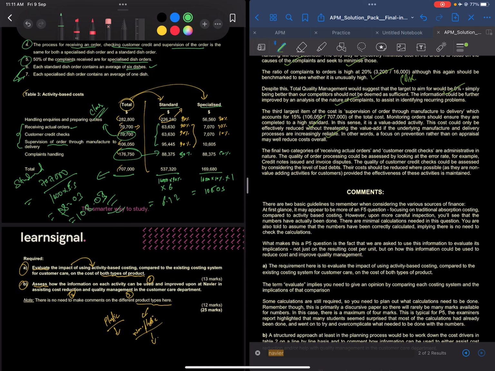If it is reliable, then they can focus on prevention rather than appraisal, which may reduce cost overall, right? So they can focus on prevention cost. Having a higher prevention cost is better than having a higher appraisal cost, okay? Because prevention cost is what you incur to produce products which are not defective in the first instance. You don't need to check whether it's as per standard or not, because when you're producing it, you're not making any defective product.